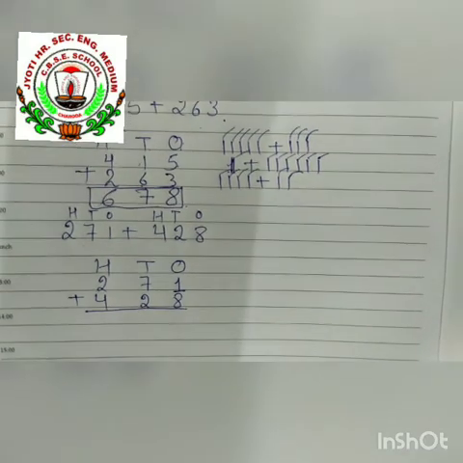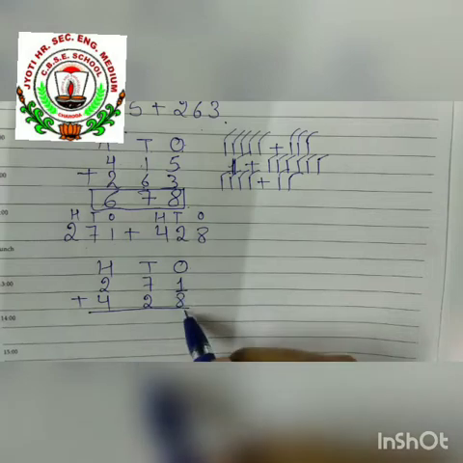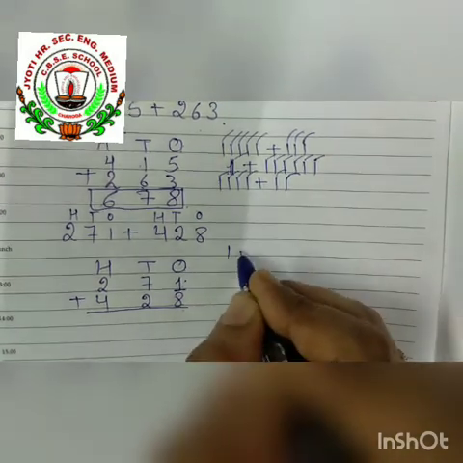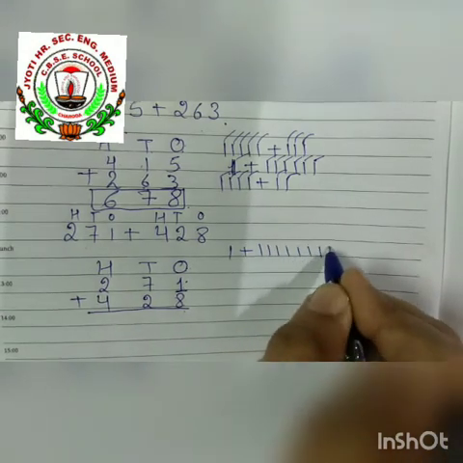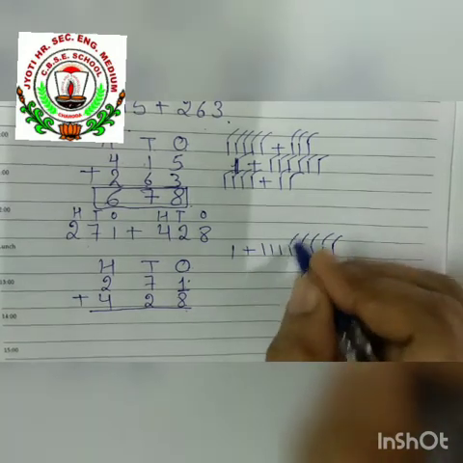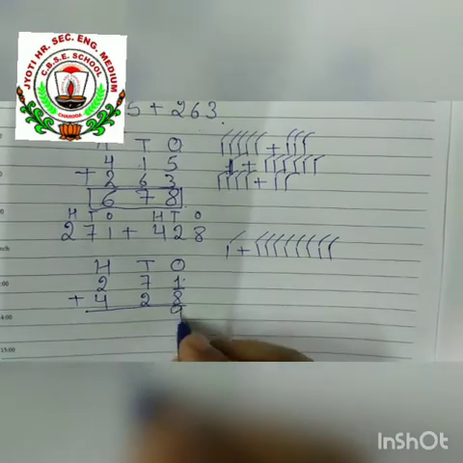So, as you know, first which digit will we add? We will add the digits in the ones place. It is 1 and 8. So, first we will draw how many lines? 1, then 8. 1, 2, 3, 4, 5, 6, 7, 8. Now, how much is the total? 1, 2, 3, 4, 5, 6, 7, 8, 9. So, 1 plus 8 is 9.